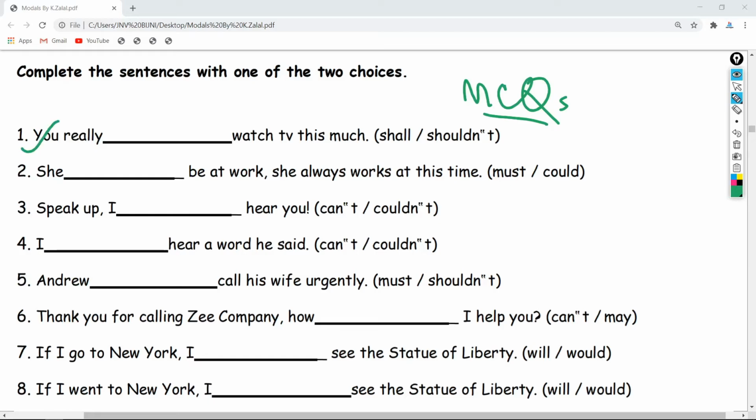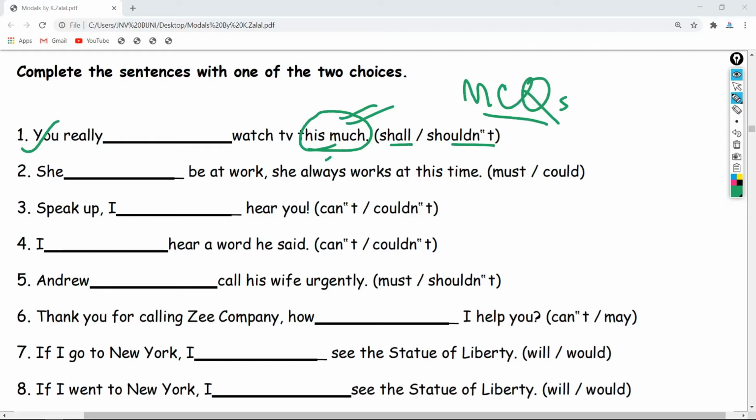Number 1. You really shouldn't watch TV this much. What will be the modal that will be used? So the modal will be: you really shouldn't watch TV this much. The sense here of this much is excess. When you are watching television continuously for a long time, it will have an impact on your eyes and particularly your health, also your memory power. Therefore it is suggested that you should not watch television continuously for a long time.